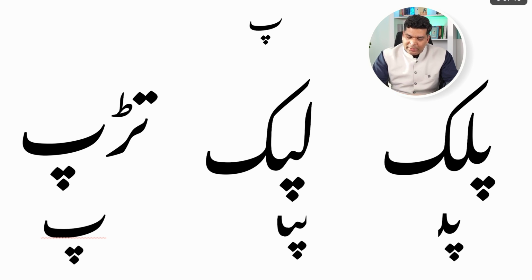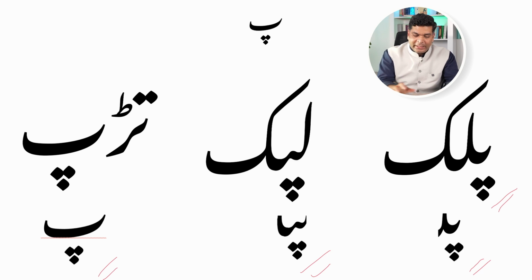In the first one, the Pay, you will find that it truncates, and the shape is truncated with three noktas below. In Lapak, the Pay truncates, it is in the middle with three noktas below. In the Tadap, the Pay will retain its shape fully, right? Similar thing you will see is applicable not just for Bay, Pay, but also, for example, Te.